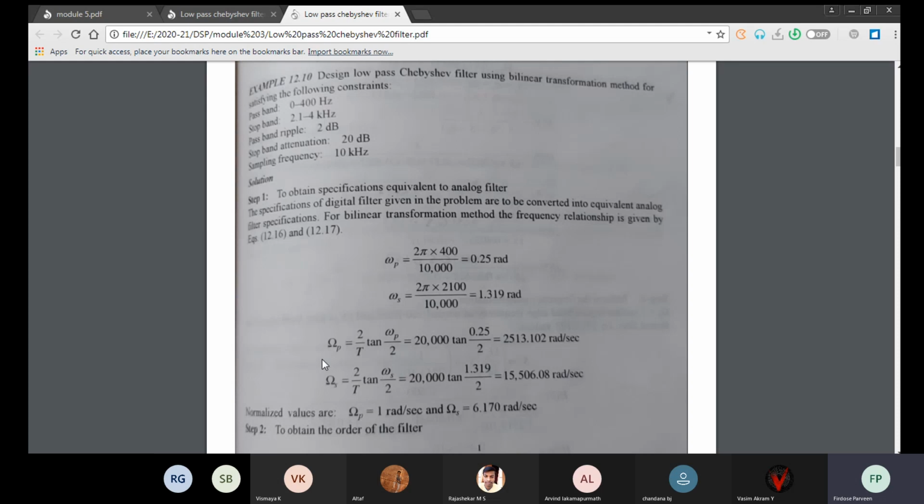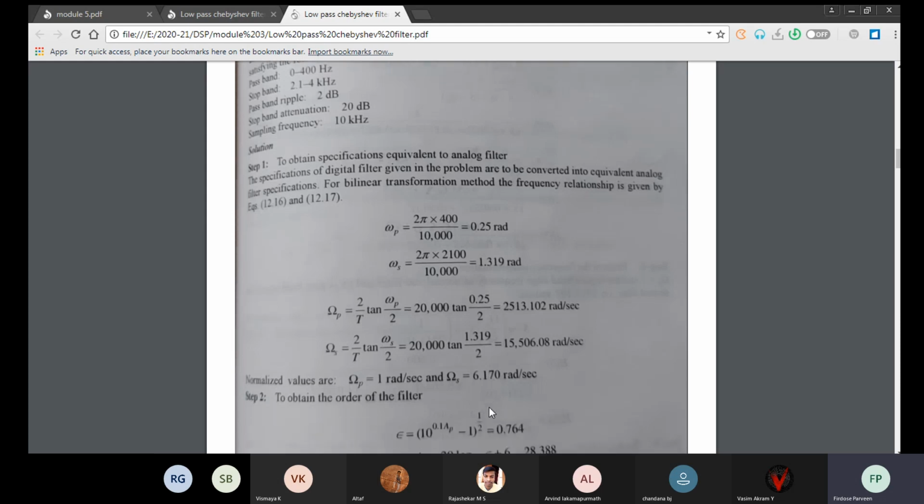So now omega P and omega S, calculate. Since we are using bilinear transformation method, this formula remains the same thing. So this is omega P and omega S. We have to normalize the value, so we'll be taking omega P is equal to 1 radians per second, and omega S, this value divided by this value, will be getting omega S.